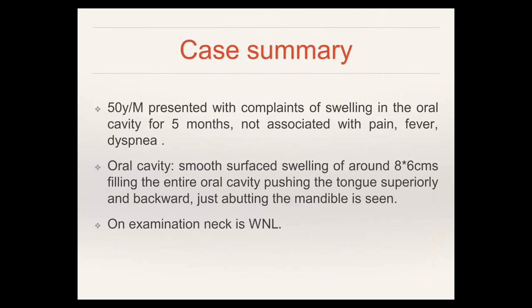Okay, continue. So coming to the case summary: a 50-year-old male presented with complaints of swelling in the oral cavity for 5 months, not associated with pain, fever, and dyspnea. On examination of the oral cavity, there is a smooth surface swelling arising from the floor of mouth, around 18 to 6 centimeters, filling the entire oral cavity, pushing the tongue superiorly, laterally, and backward, just abutting the mandible. On examination, the neck is within normal limits. The rest of the ENT examination is within normal limits. So what would you want to do next? What are a few differential diagnoses that you can think about based on this presentation?